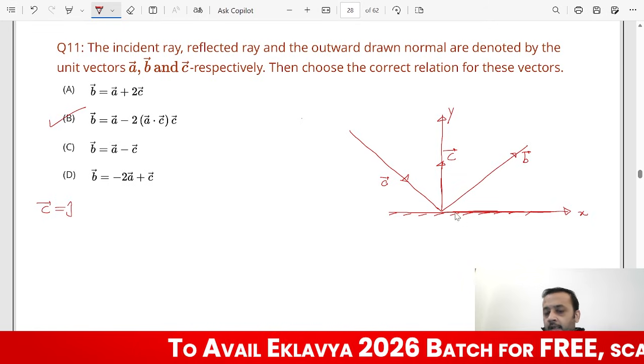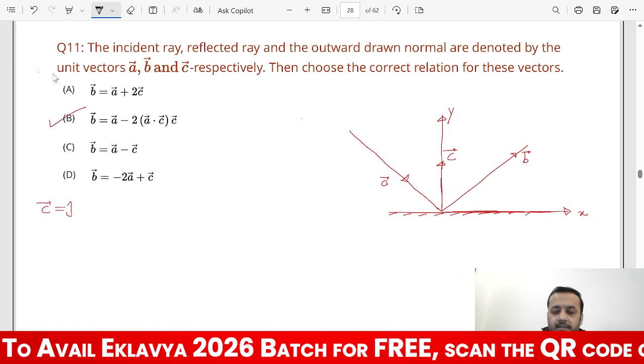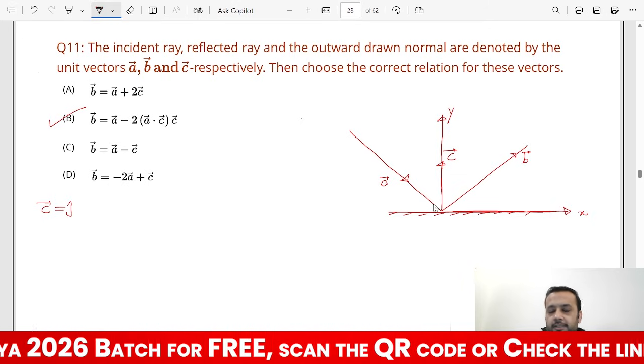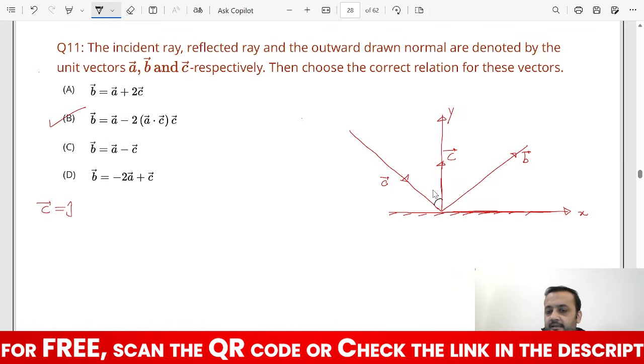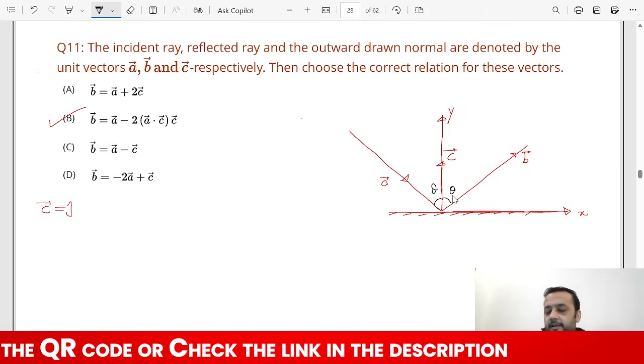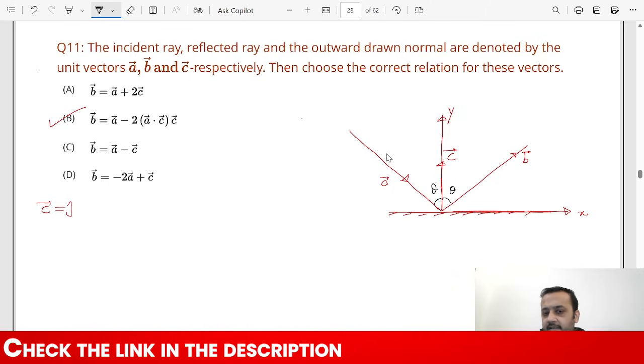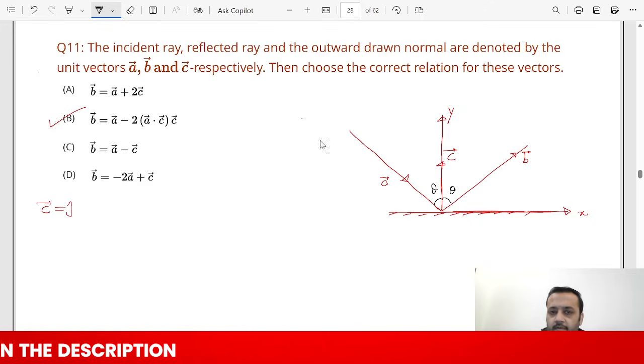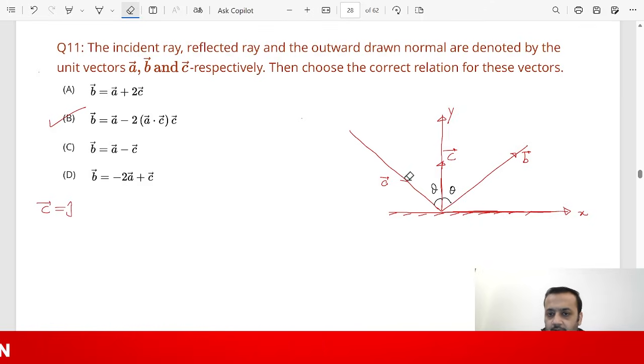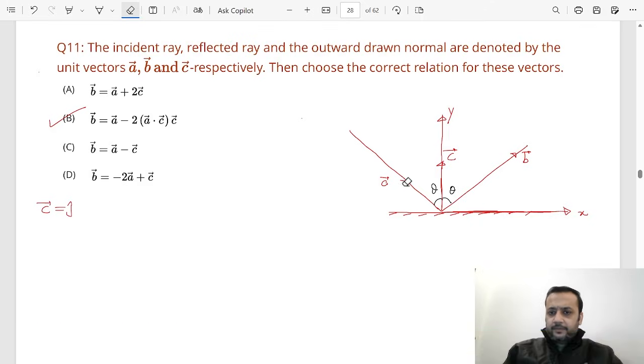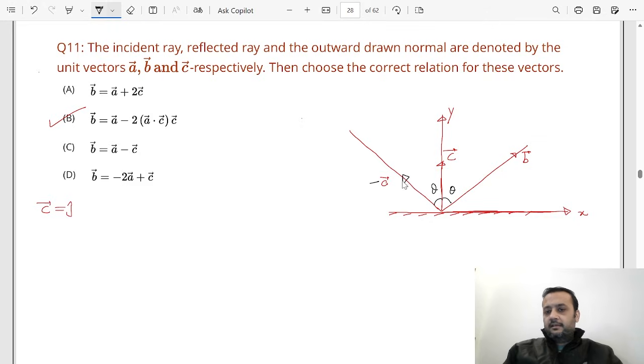All right. Now look what we know. We know that here the law of reflection will hold. So if this angle is theta, which means this angle is also theta. And one more thing, if a vector is pointing downward, so we can also say minus a vector will point upward, right? Minus a vector will point like this. This is minus a vector. Okay, so we can treat this as minus a vector.